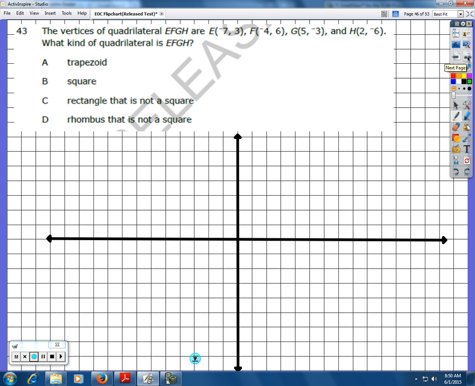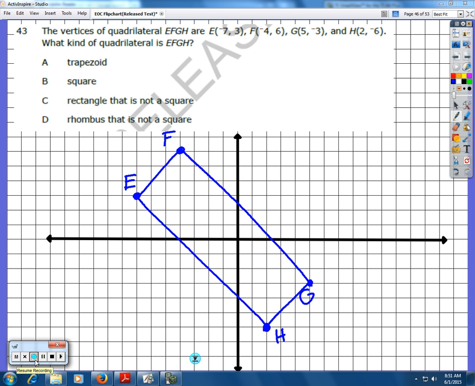All right, number 43. The vertices of quadrilateral EFGH are given there. What kind of quadrilateral is EFGH? Okay, so the first thing, you're going to have graph paper available to you when you're taking the exam, so you should definitely ask for it and use it. So for E, I'm just going to go ahead and plot these points.